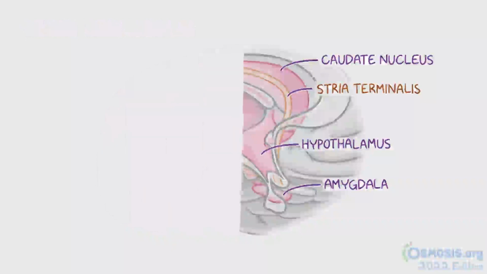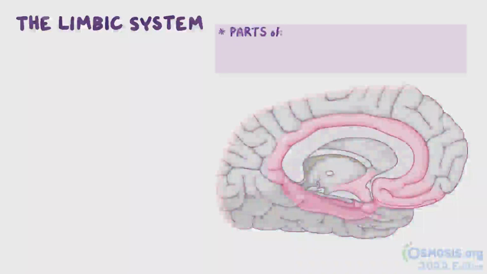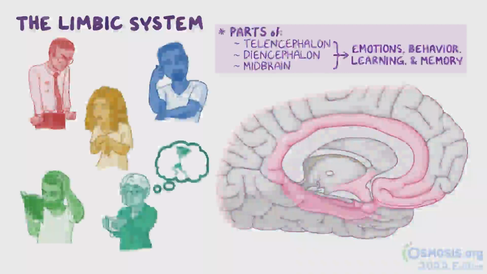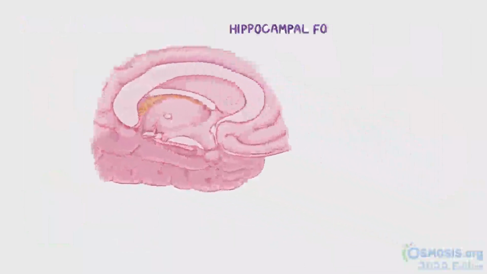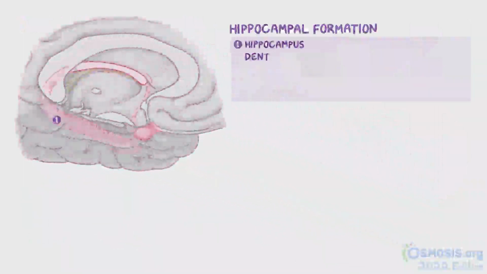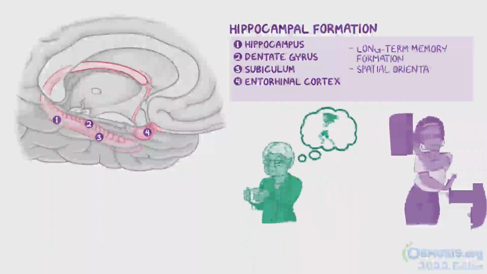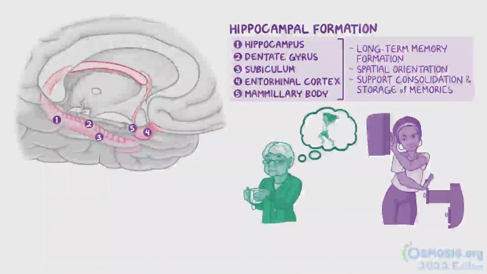Alright, as a quick recap, the limbic system consists of several parts of the telencephalon, diencephalon, and midbrain that together influence emotions, behavior and learning, and memory. The hippocampal formation consists of the hippocampus, dentate gyrus, subiculum, and entorhinal cortex, and it's involved in long-term memory formation and spatial orientation. These structures, along with the mammillary bodies, help to support the consolidation and storage of memories.